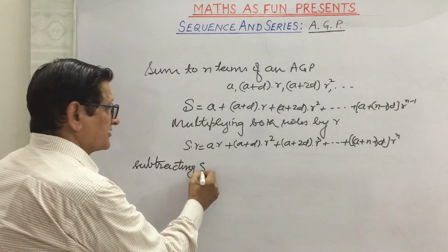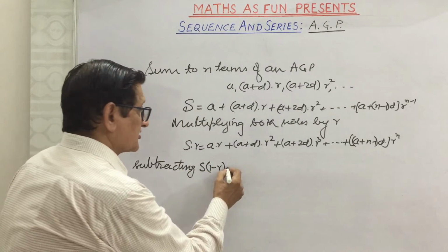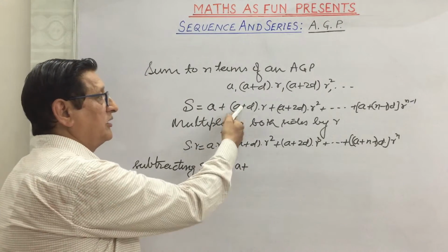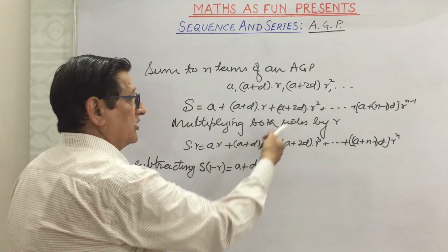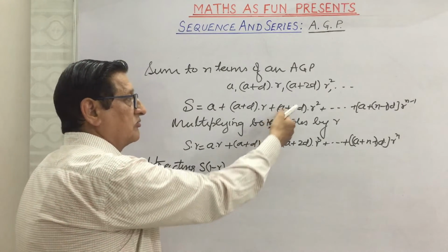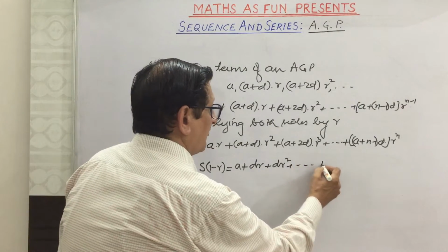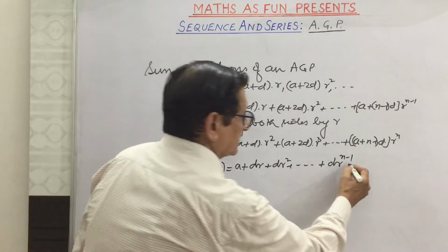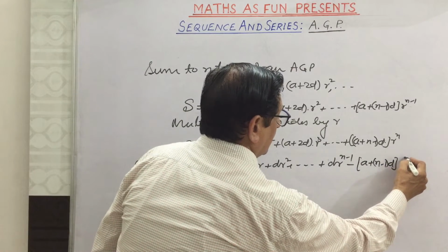we will get S into 1 minus r, and on the right side, we will have a plus. If we subtract this from here, a into r will cancel, so this will be dr. Here we find a plus 2d into r square and this is a plus d into r square. A plus d into r square will cancel and this will be dr square, and so on. We will be getting here dr power n minus 1 minus a plus n minus 1 into d into r power n.